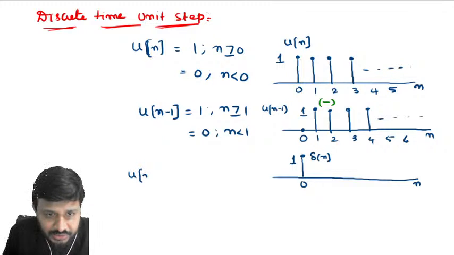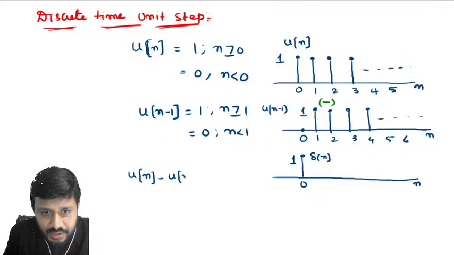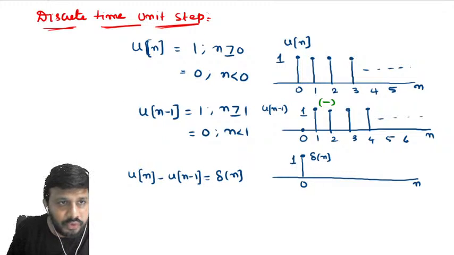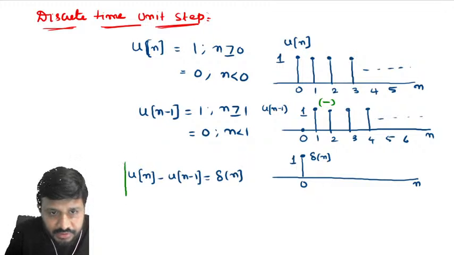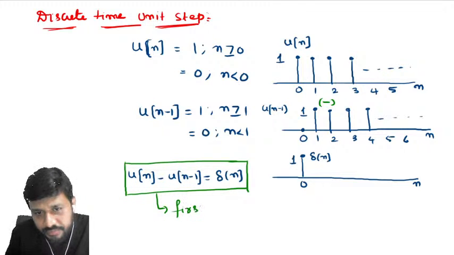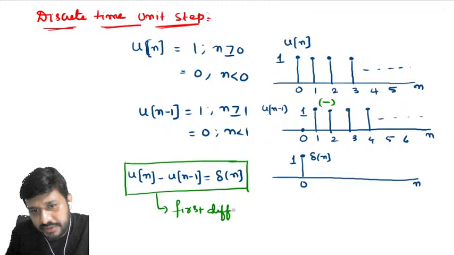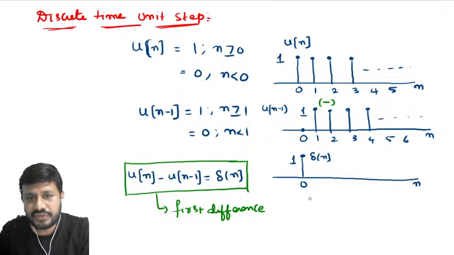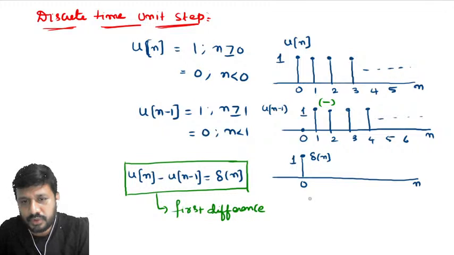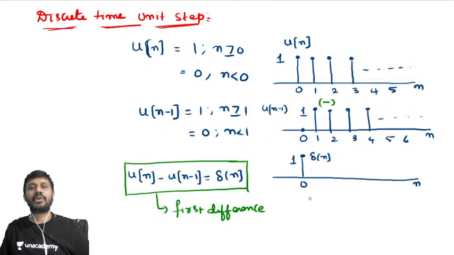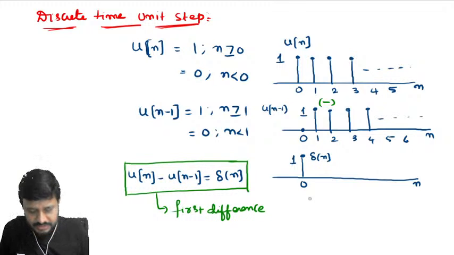So this is the first relationship that exists between the discrete time unit step and the discrete time unit impulse, that u of n minus u of n minus 1 is nothing but del of n. This operation is known as the first difference operation. I can put it in words also: the first difference of the discrete time unit step produces the discrete time unit impulse.